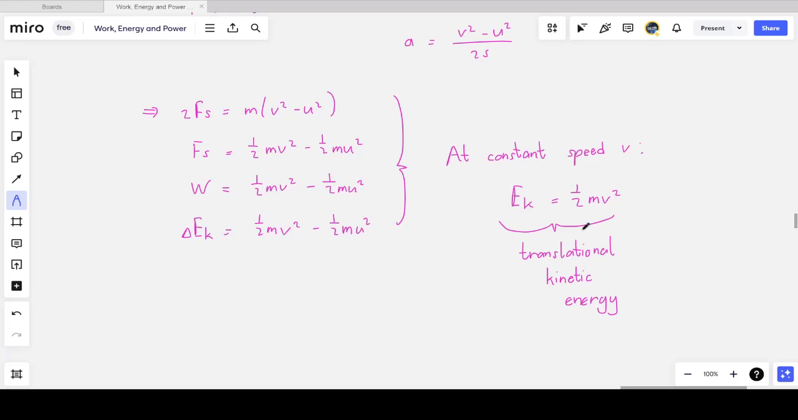And this is why objects moving at a very high speed that don't have a very great mass can still have lots of energy, like a bullet, for example. Weighs a very small amount, but it travels very fast. So v squared means it still has a very high kinetic energy.